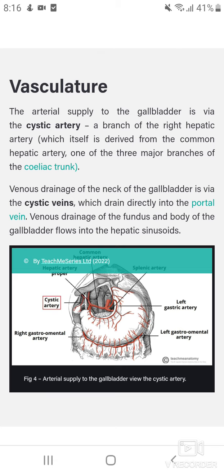You can see in this picture hepatic artery proper, splenic artery, left gastric artery on the right side, left gastroomental artery, right gastroomental artery, cystic artery. This is all about the vasculature of the gallbladder.